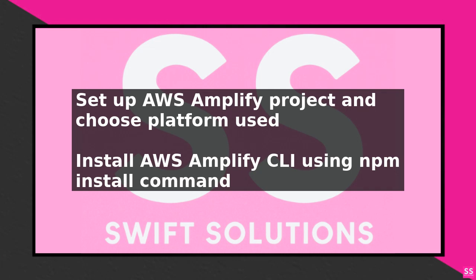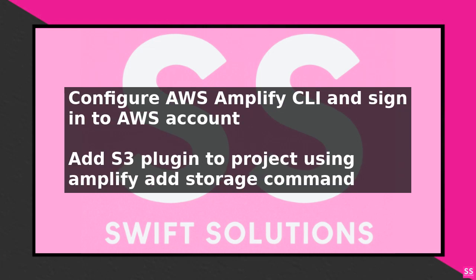Next we need to add the S3 plugin to our AWS Amplify project. To do this, navigate to the terminal and run the command amplify add storage. Then select the S3 option and follow the prompts to configure the plugin.